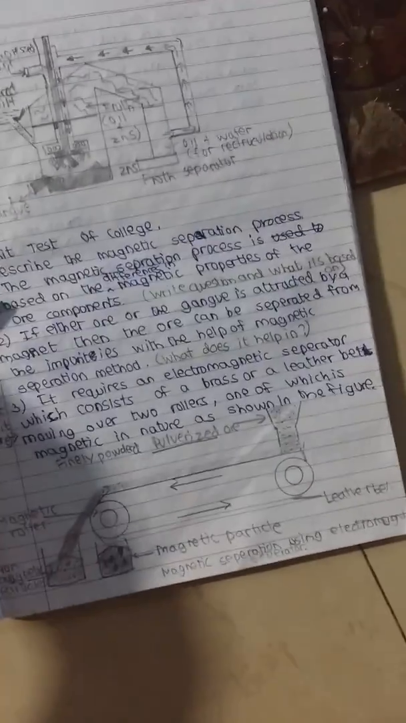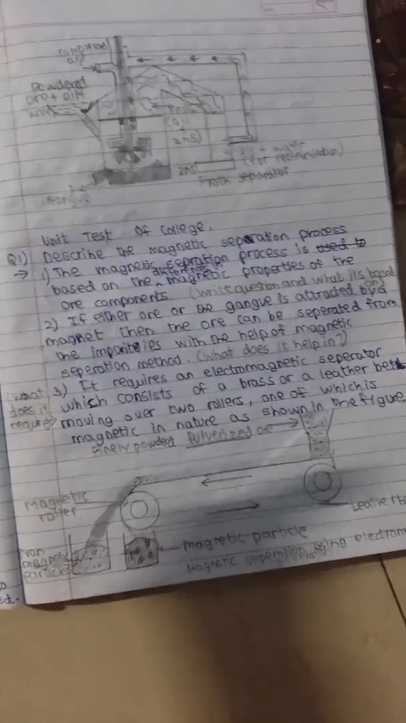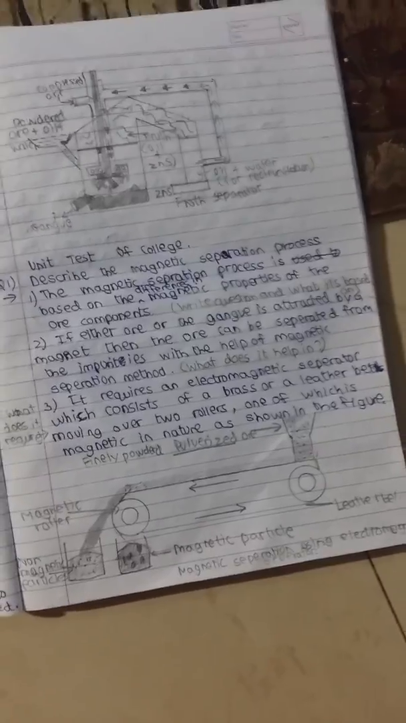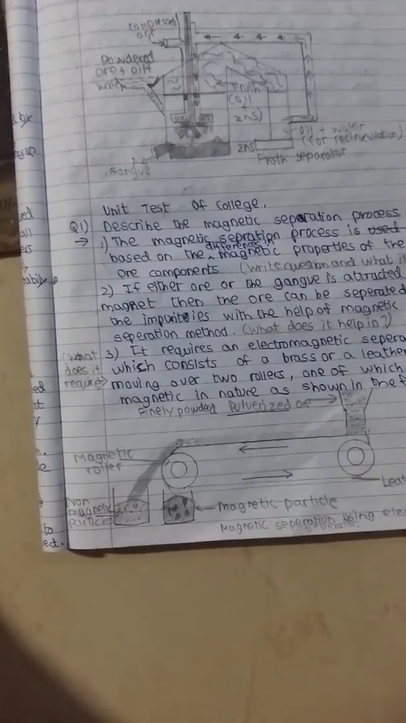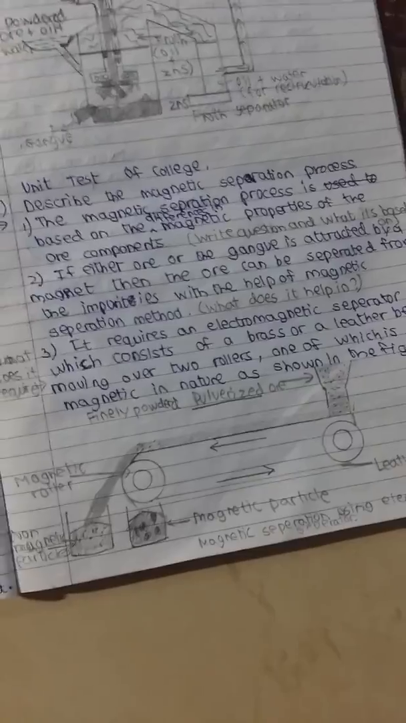So never mind, coming to our answer. This is a 2 mark answer: describe the magnetic separation process. There are some words in this which you might not understand. Even 1 mark is important, even a half mark is important when it comes to board. This answer came in March 17. So there is a possibility that this might come. Even I don't know, but something tells me that this could come.